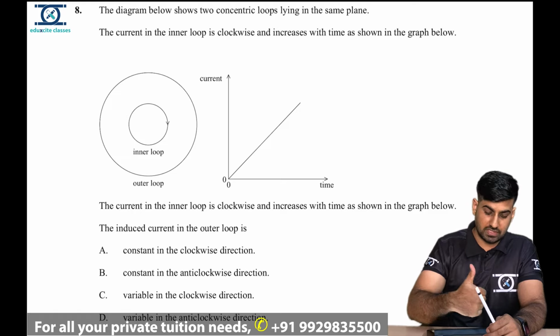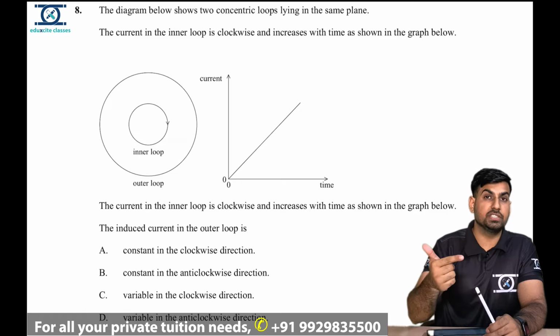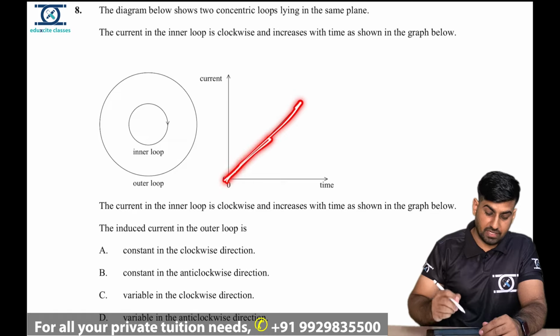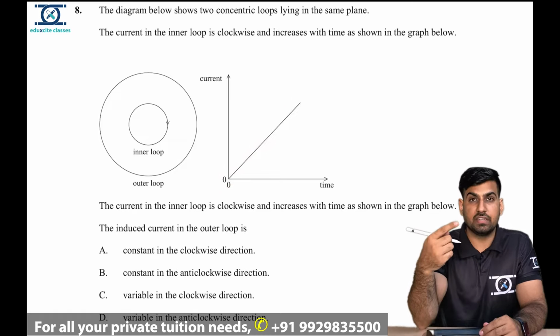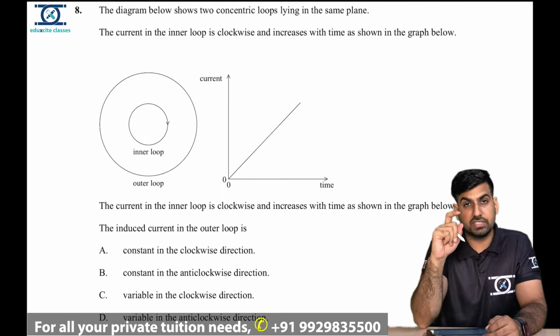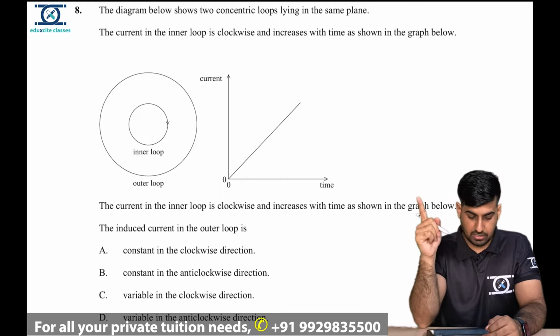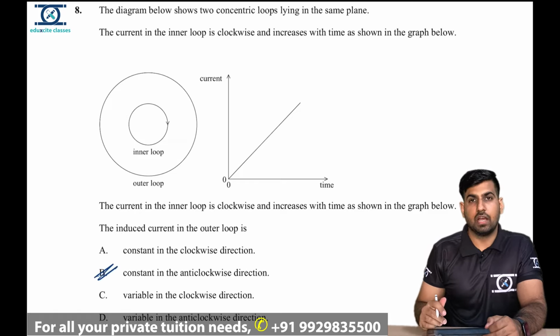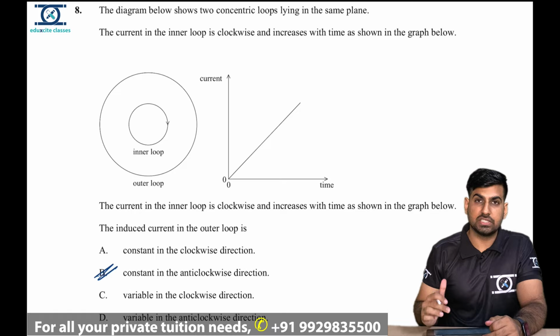Counterclockwise, and the induced current will be constant, because the rate of change of current is linear. This is linear, which means the magnetic field is changing constantly. So dφ/dt, that rate of change, is constant, therefore the induced current will be constant but in the anti-clockwise direction. I hope I have tried my level best to explain this.